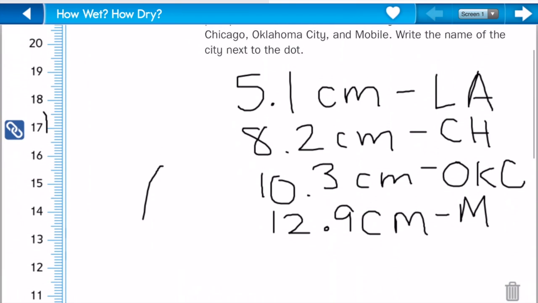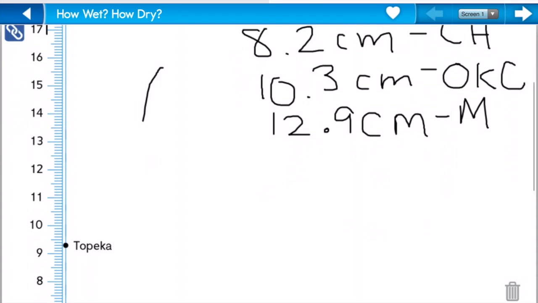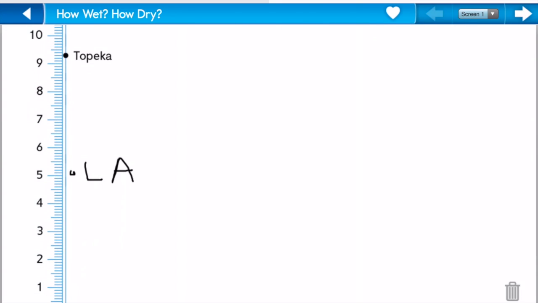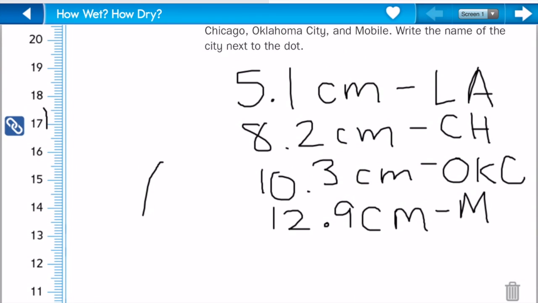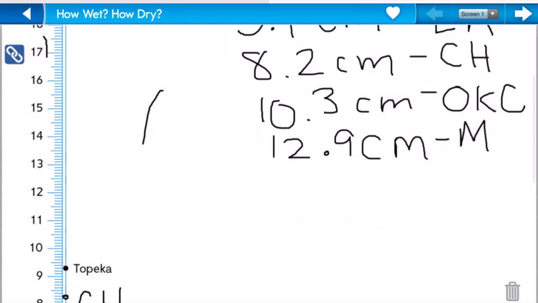Now let's go back and look. Chicago got 8.2 centimeters. We're going to put it right 2 places above the 8. 1, 2. So right about there. Put CH for Chicago. Let's scroll back up. Oklahoma City got 10.3. So we find the 10 and we go up 1, 2, 3 places. That's where Oklahoma City goes.